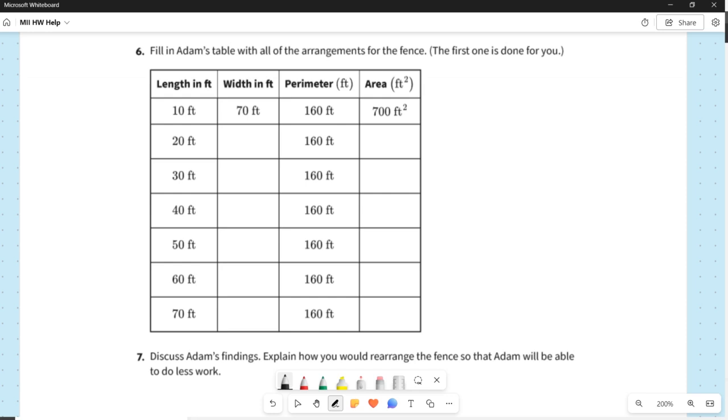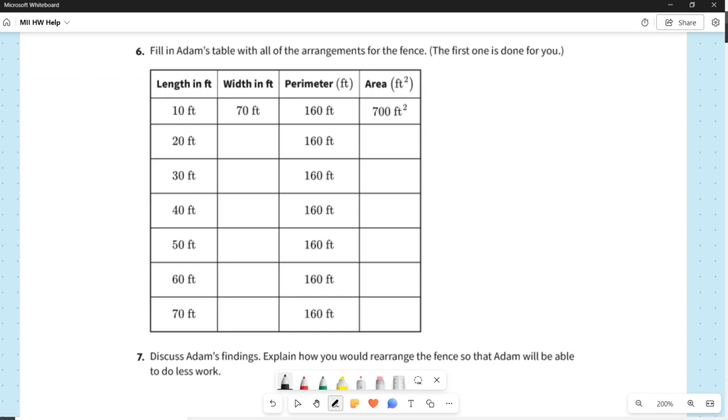The perimeter is in the third column, and notice that the perimeter is not changing. So Adam and his brother only have so much fencing. Specifically, they have 160 feet of fencing, and that's not going to change. So no matter what size rectangle it is, they're locked into using the 160 feet, no matter what shape it is. And then the fourth column is the area.